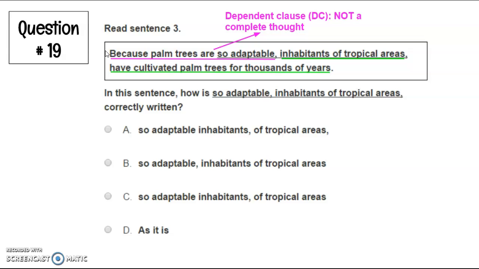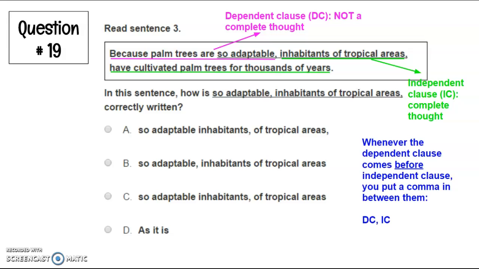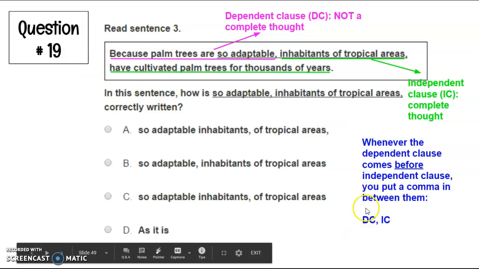Inhabitants of tropical areas have cultivated palm trees for thousands of years. This is an independent clause. It is a complete thought. Okay? So, whenever the dependent clause comes before the independent clause, you put a comma in between them. Dependent clause, comma, independent clause. So there should be a comma in here.